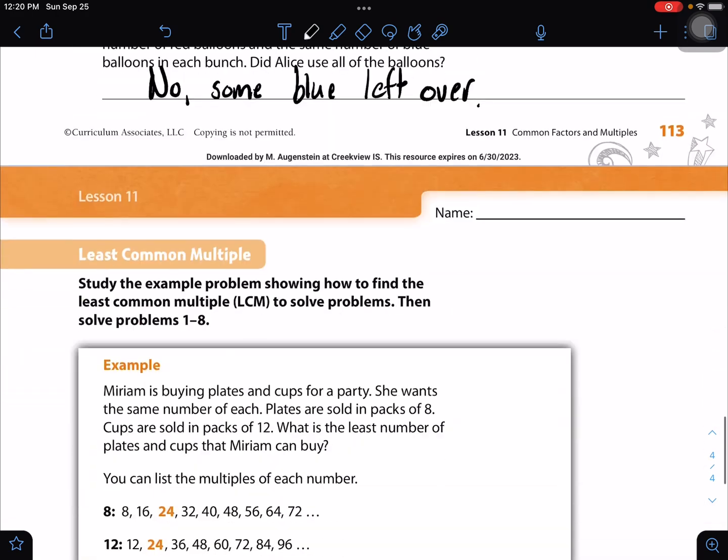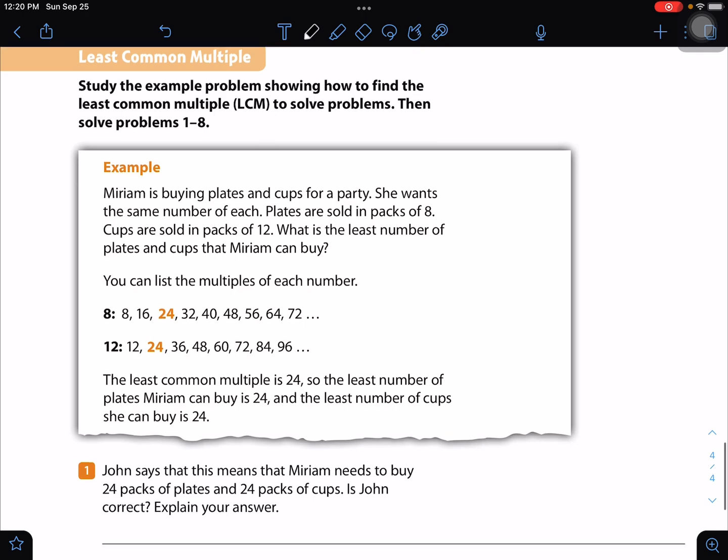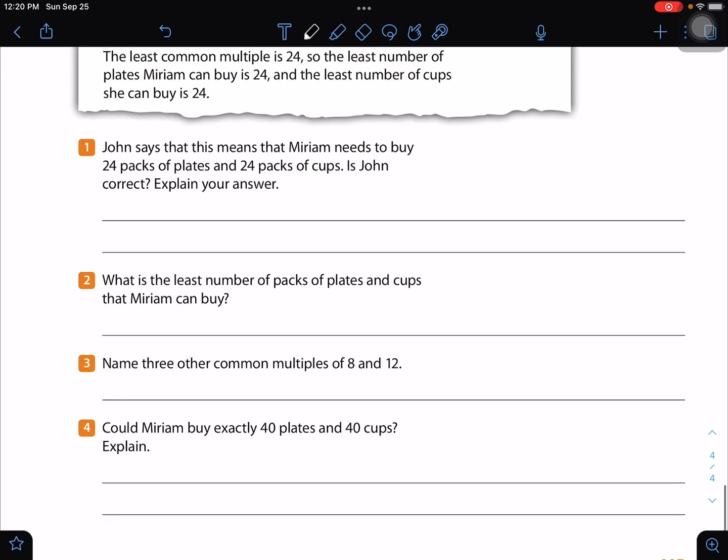All right. So now that we're on this page, least common multiple, you're basically making a skip count of those 2 numbers. So we can see here that Miriam is buying plates and cups for a party. She wants the same number of each. Plates are sold in packs of 8, cups are sold in packs of 12. What's the least number that she can buy? Try to answer all 4 of these questions on your own as the video pauses. Then when you think you've got it, go ahead and unpause the video and we'll walk through them together.